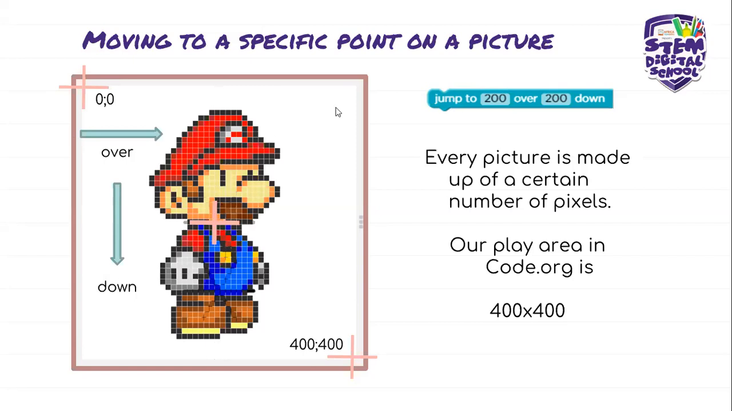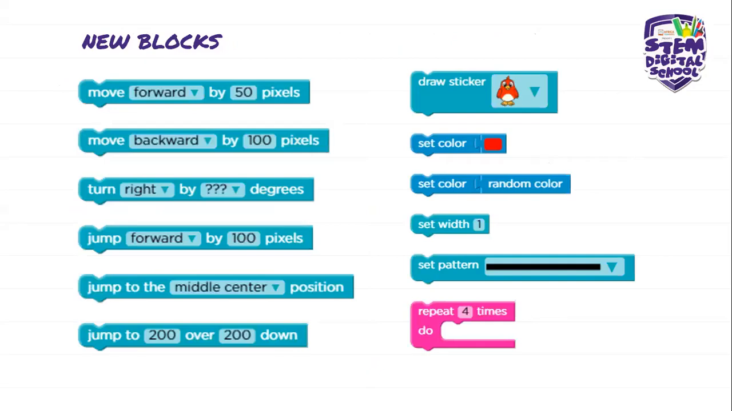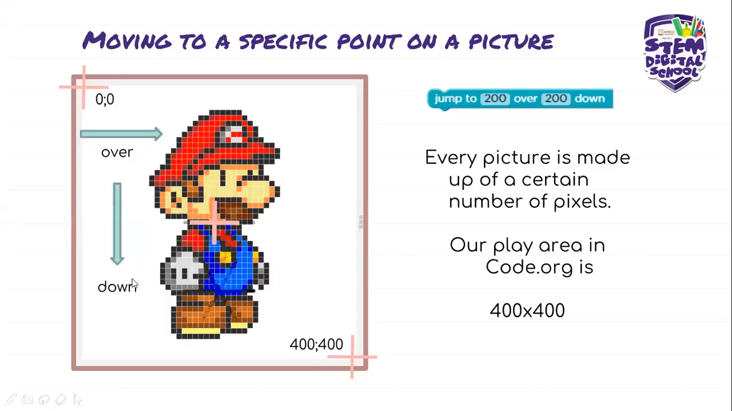If I go jump to 100 over, I will only move 100 here. I know now this line over here is 200, so 100 will be about here. And if I go 300 down, it will be about here, where my mouse arrow is right now. So I hope that explains to you a little bit better what the jump to 200 over, 200 down actually means.